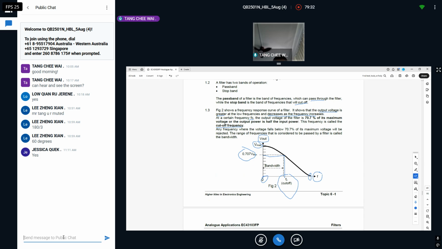If you see the word bandwidth here, that means from 0 to FC is what I wanted. After the cutoff, no more. Those frequencies I don't want, that's why they say cutoff frequency. Up to here only. 0 to FC, this is the range or the bandwidth that I want. After cutoff, I don't want.